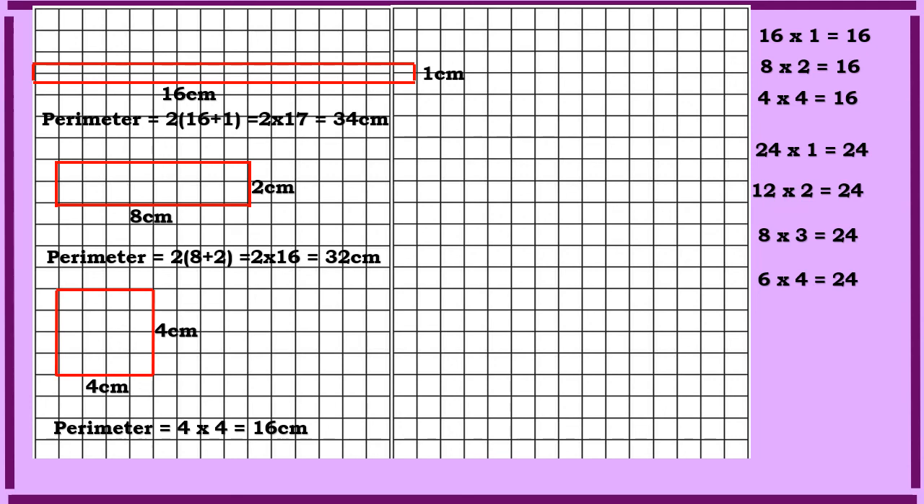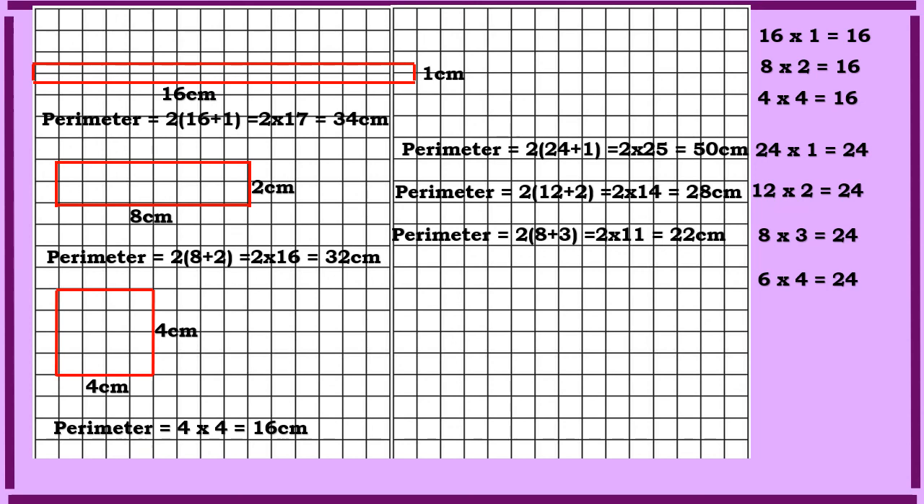So if I take 24 into 1, length 24, breadth 1, can we find the perimeter of that? 2 into L plus B. Yes. What is the perimeter? 50 centimeter. Now the second case, 12 and 2. What is the perimeter? 28. And 8 into 3, then the perimeter is 22, became smaller. And 6 into 4, perimeter became 20.